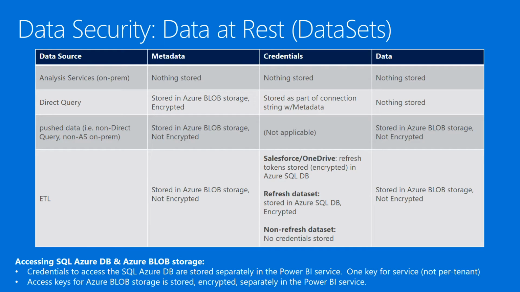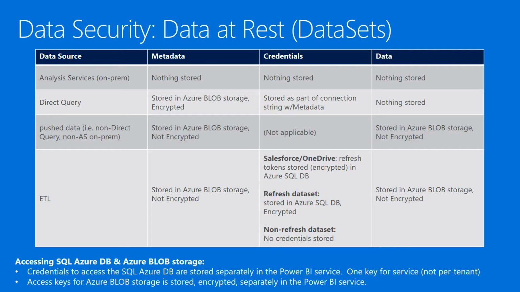Then we get to the more complex. Direct query. I alluded to this earlier. This is our ability to pull data just in time. It's a direct query against your data. We do have some metadata that we store about this data, and we put that in an Azure Blob storage account. It is encrypted at rest. Credentials. We need to know how to connect to that data source, and so that's part of the connection string that we store. It's stored as metadata, again in an Azure Blob storage account that we own, encrypted at rest. And because it's just in time, there is no data that we store. So there's no data being stored in our service.